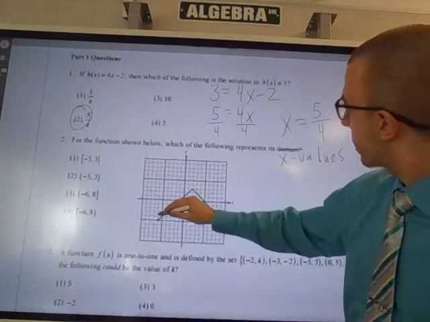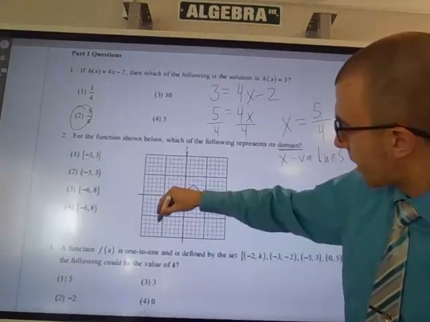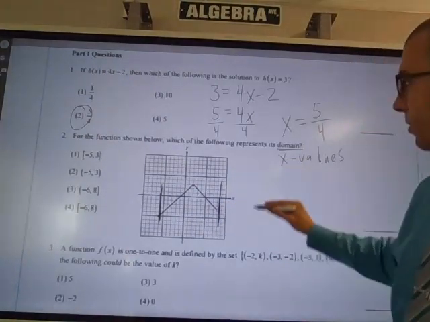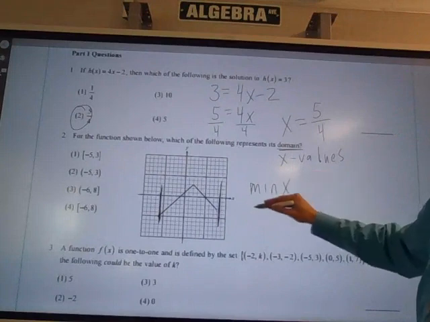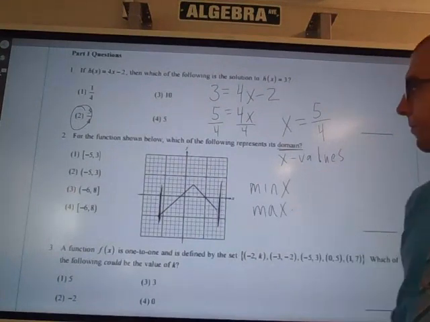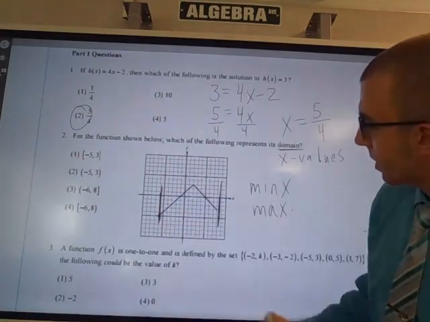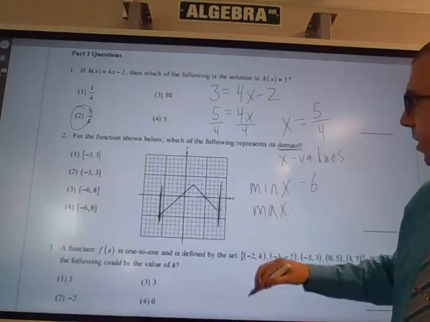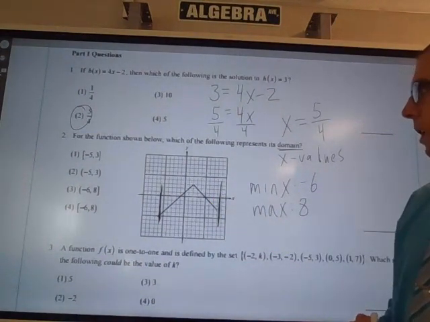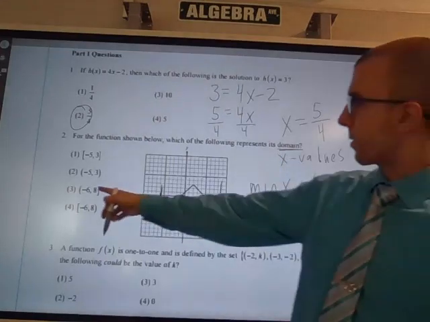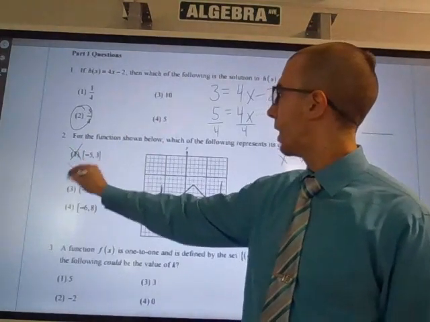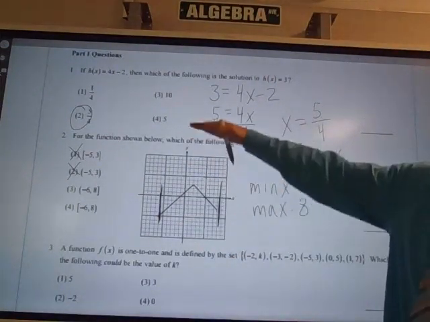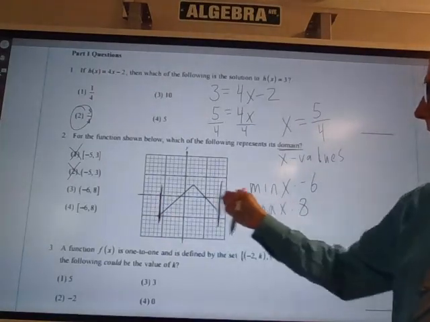So we want to find our lowest x value and our greatest x value. I always had us write out our minimum and our maximum. So our minimum x value here looks like it's at -6, and our maximum x value is at 8. So we're focused on -6 and 8. So that means either choice 3 or 4. Choice 1 and 2 deal with the range values, -5 to 3, going up and down. But we're at -6 and 8.